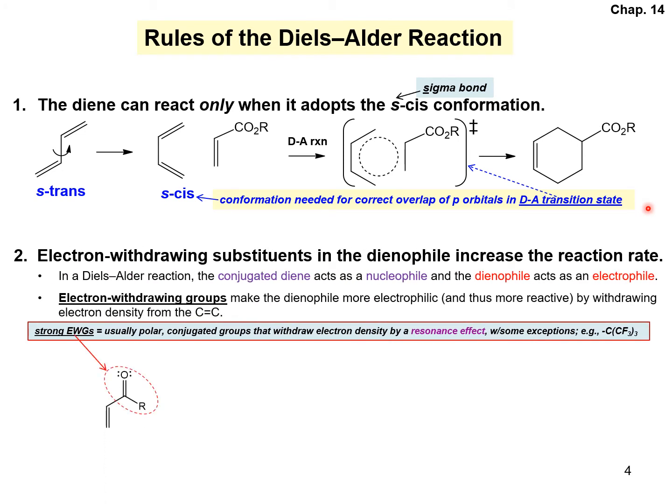Another restriction would be that the dienophile should be connected to what's called a strong electron withdrawing group, so that it makes the dienophile more electrophilic and allows it to be more reactive to react with the nucleophilic diene. What is meant by a strong electron withdrawing group? Well, it can usually be defined as a polar functional group that has a multiple bond that's conjugated with the double bond of the diene, and it can withdraw electron density by a resonance effect.